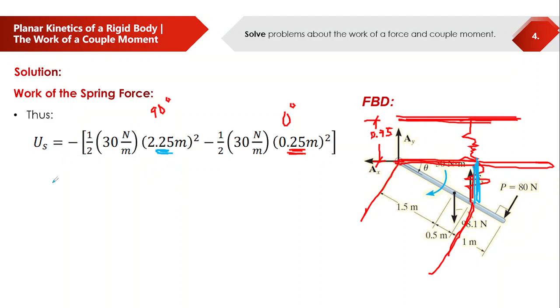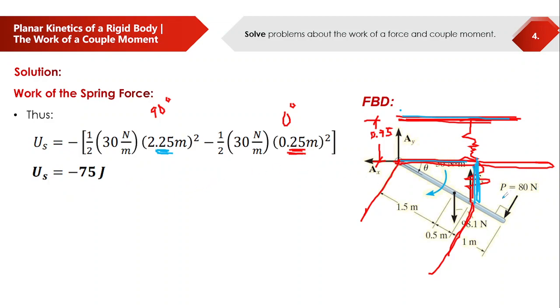So therefore, your work of the spring force is negative 1/2 times 30 Newton meter times 2.25 squared. Again, this is the final position of the spring, away from its support. Okay? Away from its support. Minus 1/2 times 30 Newton meter times 0.25 meter squared. So therefore, the work of the spring force is negative 75 joules.